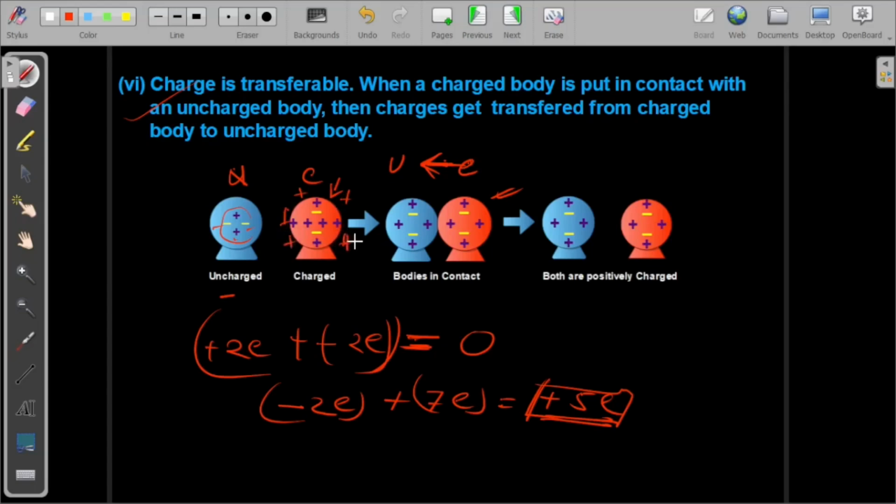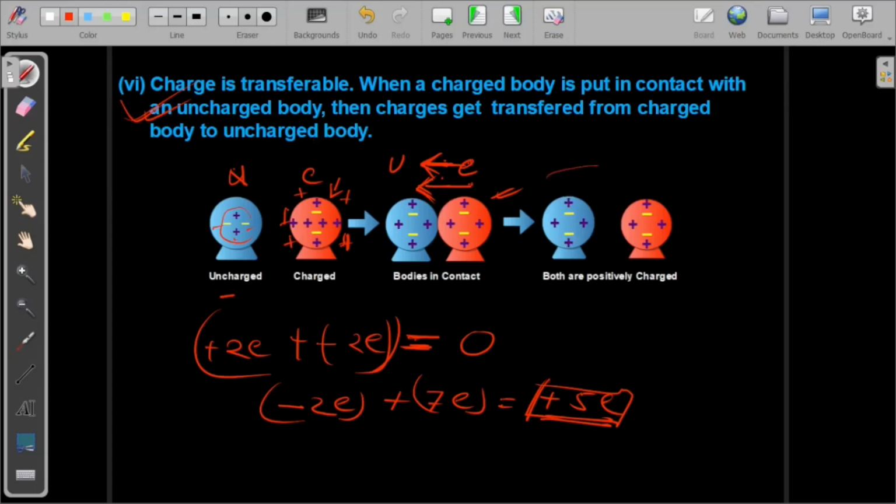More positive charges are there on the body. That's why it is positively charged. And if they are put in contact, what will happen? These positive charges will flow from the charged body to the uncharged body. Then the charges will get uniformly distributed. Once they are distributed uniformly, they are separated. Their charges are transferred. That's written here.